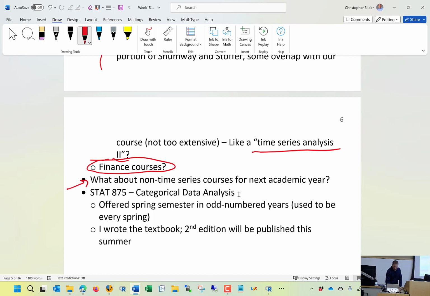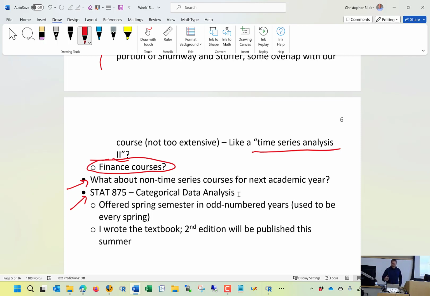Okay, well, what about other, let's say, non-time series analysis courses for next academic year? What could you take? Stat 875 categorical data analysis is, at least right now, scheduled to be taught in the spring semester. And this would be one of the number one courses I would recommend because I'm the one who usually teaches the course.